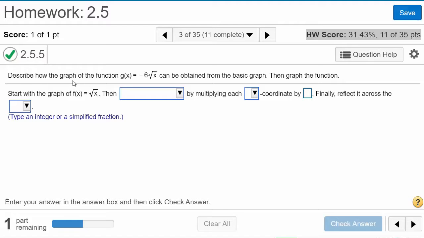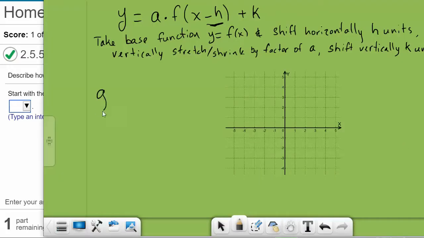2.5.5, describe how the graph of the function g of x equals -6 times the square root of x can be obtained from the basic graph. Then graph the function. Start with the graph of f of x equals square root of x. Okay, so let's see, we have g of x is -6 square root of x. So our basic function is just going to be the square root of x.